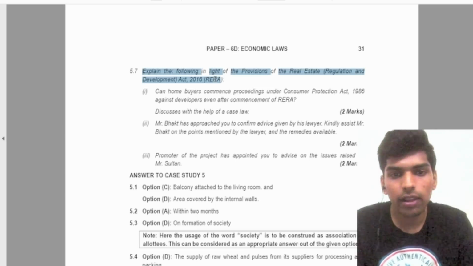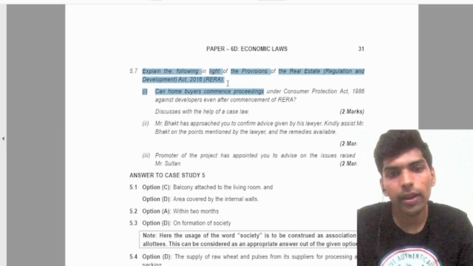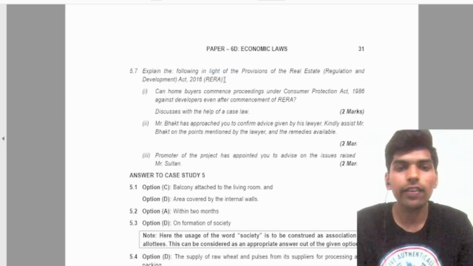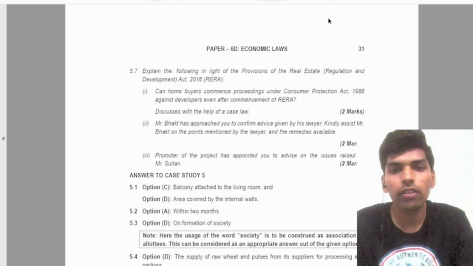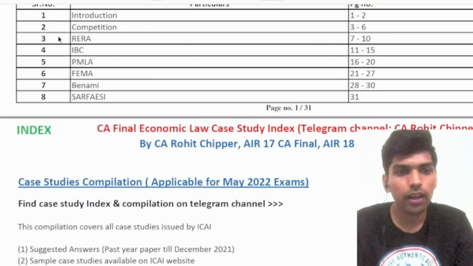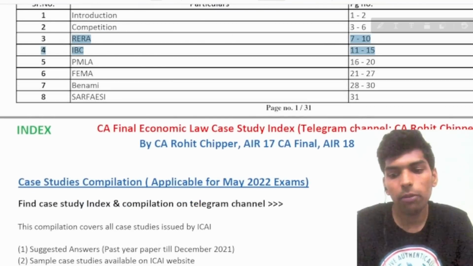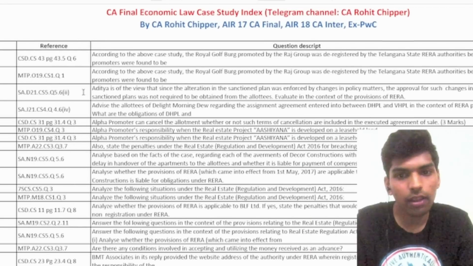This says explain the following in light of provision of the Real Estate Regulation and Development Act 2018. It clearly says that it is from RERA. What I have to do is I will go to my index. I will go to this part, and I see the RERA is from page number 7 to 10. I will quickly move to the page number 7. This is the page number 7.